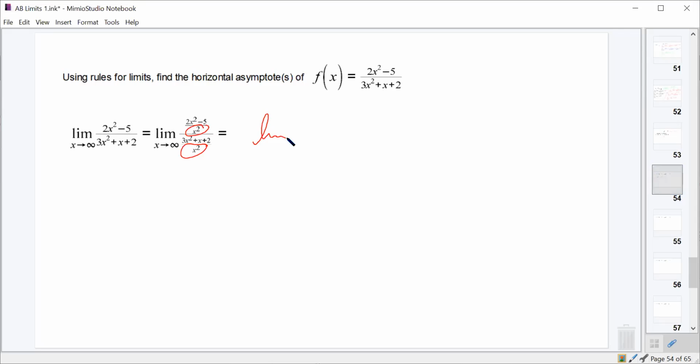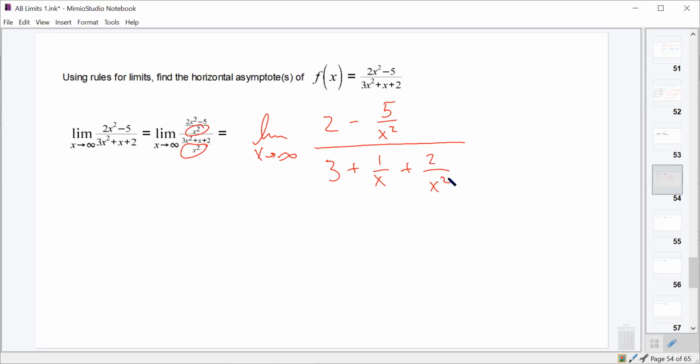And so I'm going to write this out as the limit as x approaches infinity of 2x squared over x squared. What's 2x squared over x squared? It's just 2, right? Minus 5 over x squared, all over 3 plus 1 over x plus 2 over x squared. Everybody good with that? That's me dividing every little piece by x squared. And that's perfectly allowed, right? As long as I do it to the top, I have to do it to the bottom, but I can do that to everything, right?